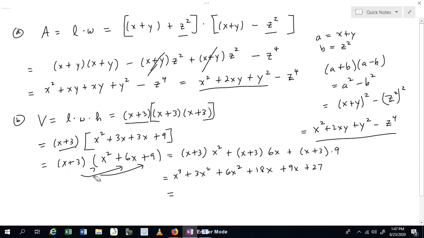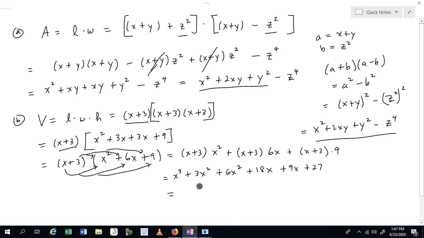Now remember, you can also do this by taking this x and multiplying it by all three of those terms, and then taking the 3 and multiplying it by all three of those same terms. And you'll get 6 different terms, just like I did here. You'll get the same 6 terms as you do here. So you could also do it that way. Okay, but either way that you do it, you end up with this.